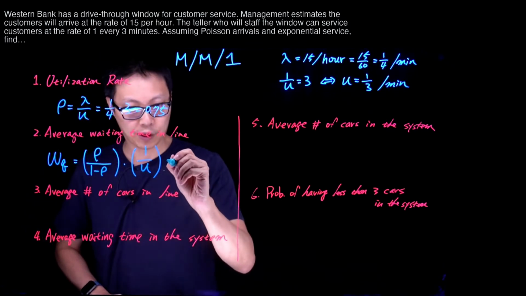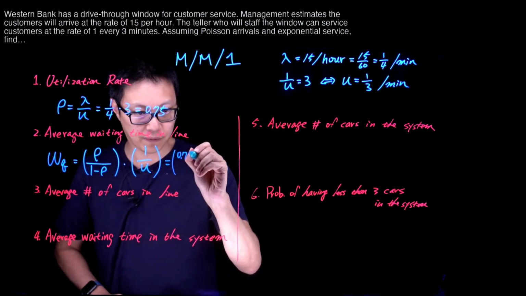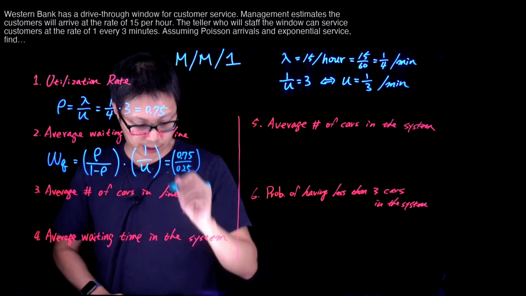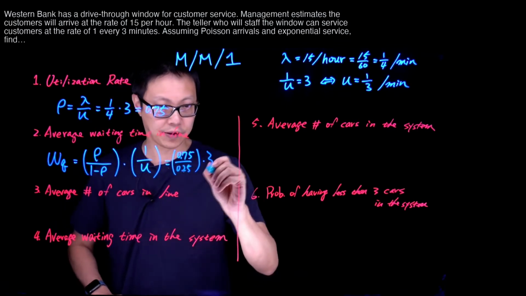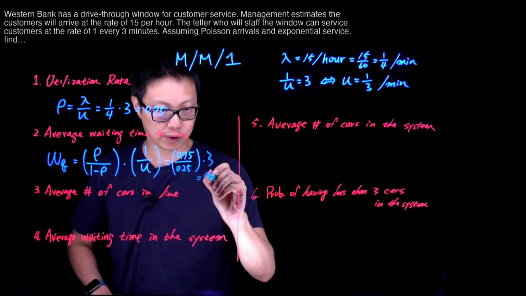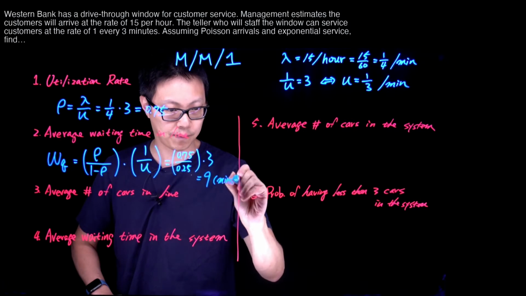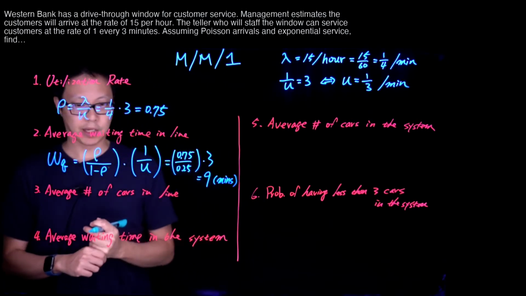You can find the formulation on the previous slide. Okay, so we just plug in all the numbers. 0.75 divided by 0.25 times 1 over mu, which is 3, and the answer is equal to 9. And the unit will be minutes. So your average waiting time in line will be 9 minutes.